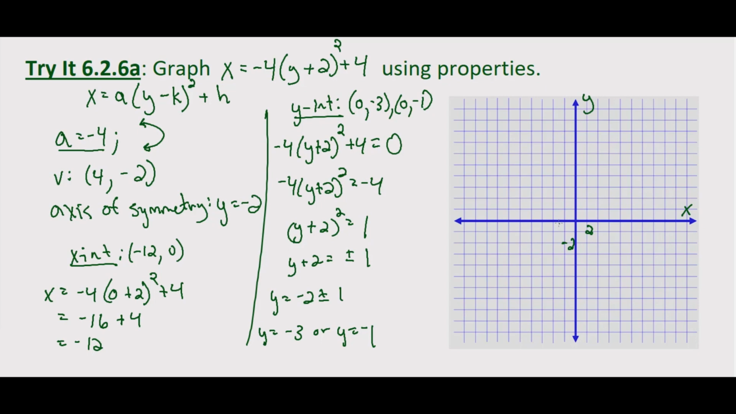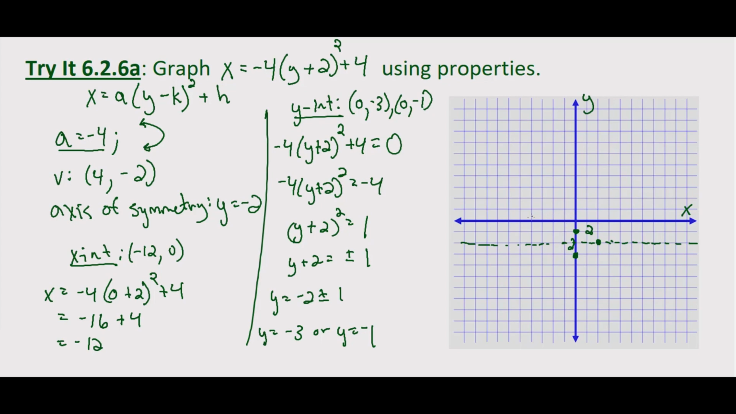So let's go ahead and plot our points that we've gotten. We know our vertex is at (4, -2). So 2, 4, -2. We know it opens to the left. Our axis of symmetry is at y equals -2, so we'll go ahead and draw that in. We can get an extra point when we graph our x-intercept. So our y-intercepts are at (0, -3) and (0, -1). Our x-intercept is at (-12, 0).